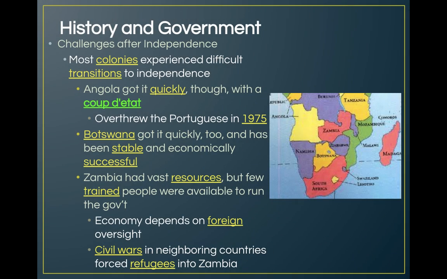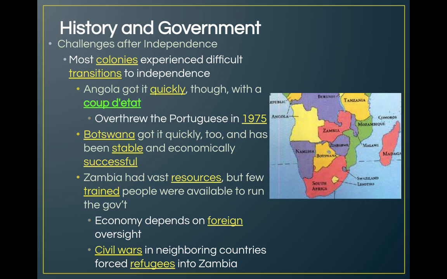Most of the colonies experienced difficult transitions after independence. It was not long after World War II that a bunch of these countries started to gain independence. Angola got it pretty quickly. They had a coup d'etat, which is an overthrow of the government, and they overthrew the Portuguese in 1975. Botswana got it pretty quickly too, and they've actually been able to maintain a pretty stable government and economy.